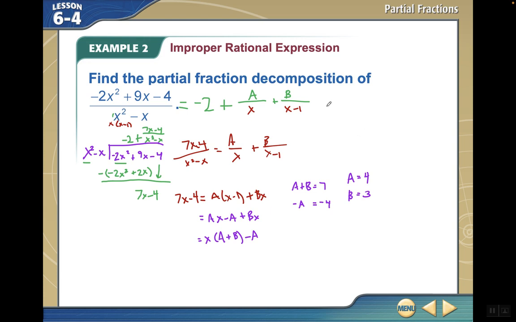So all I have to do now is put in the 3 for the B and the 4 for the A. So this whole big old mess of beautiful colors is your answer: negative 2 plus 4 over x plus 3 over x minus 1. I'm going to do a quick check and make sure that is correct. Okay, yep, I'm good. So your assignment is page 402, numbers 2 through 10 evens.